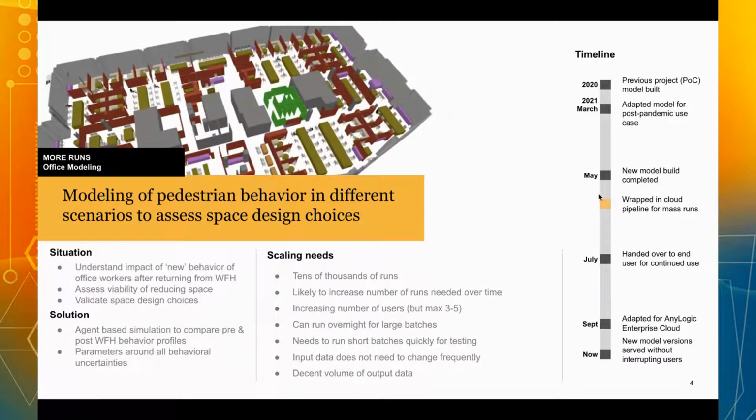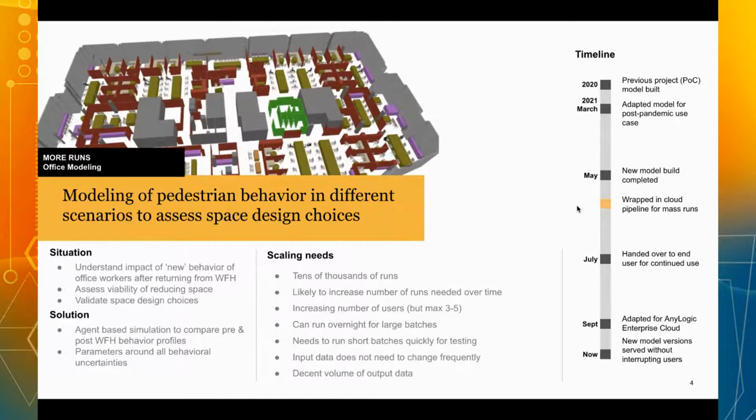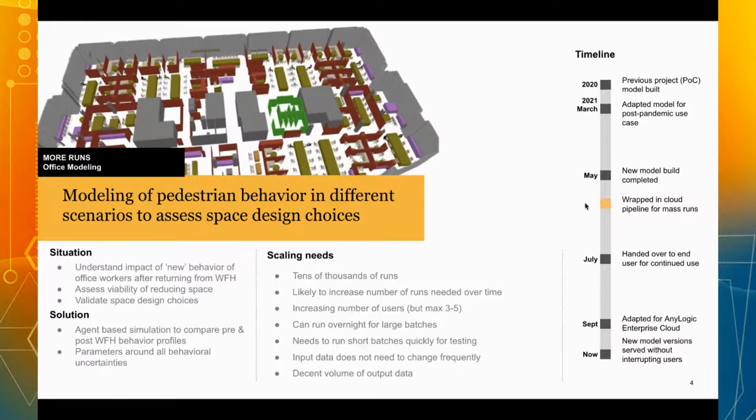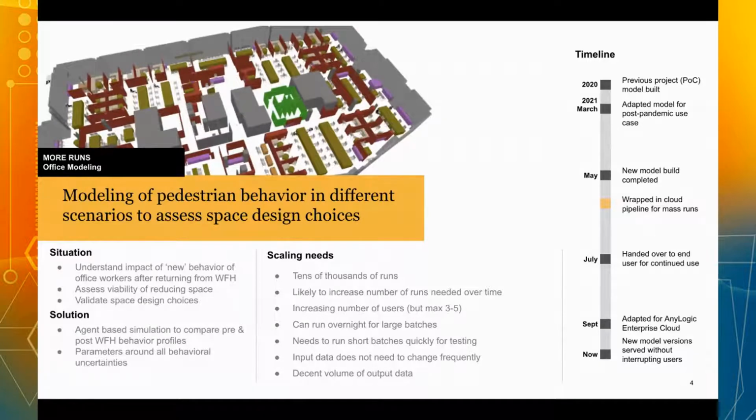You see this little orange tab here, this will repeat on the next couple of slides, is when we feel we really managed to hit scaling. And so this is when some key change was made. In this case, it was when we wrapped it in a cloud pipeline for mass runs. Now that I've introduced the background, later on we'll go into exactly what we did to scale and what we found worked.